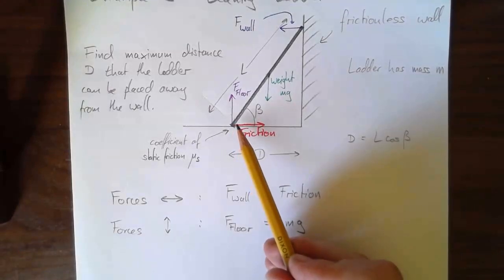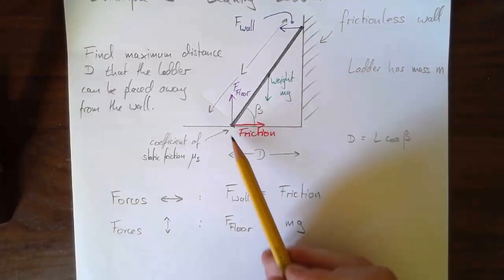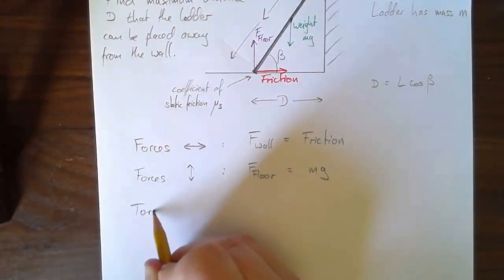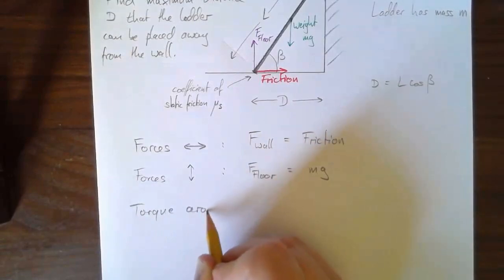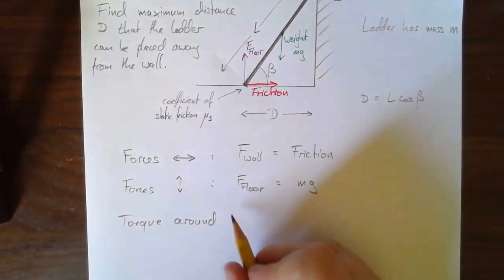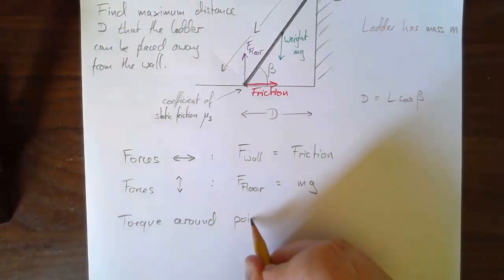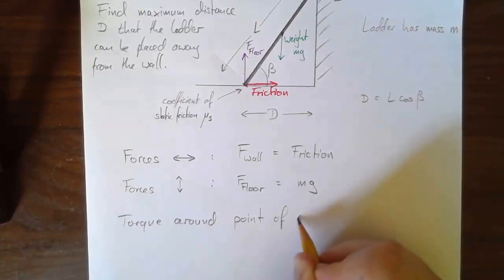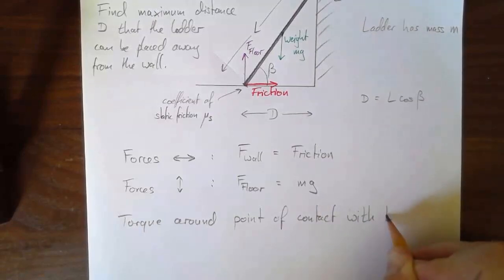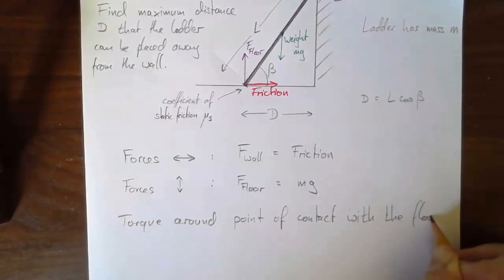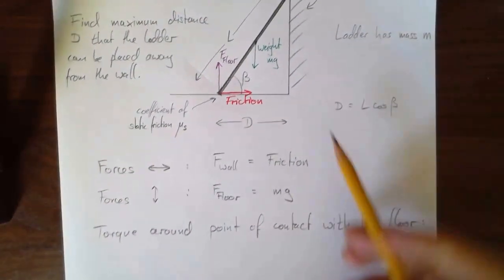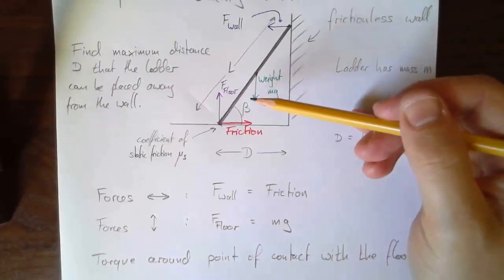So I'm going to consider the torque around the point down here. Torque around, what should we call this point? Around, I guess, point of contact with the floor. It's a little bit awkward, but that's okay. So what do I get for this one? The torque around the point of contact with the floor. Well, I have to think about the angles here. That's a little bit tricky.